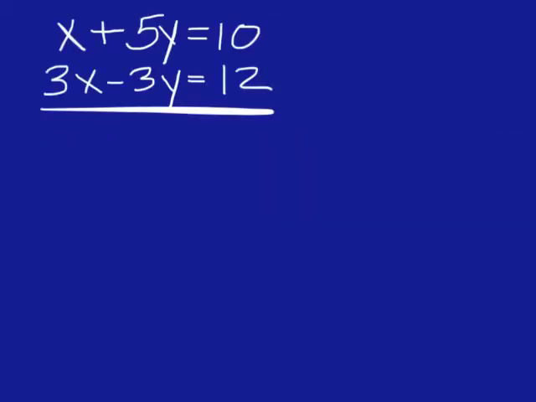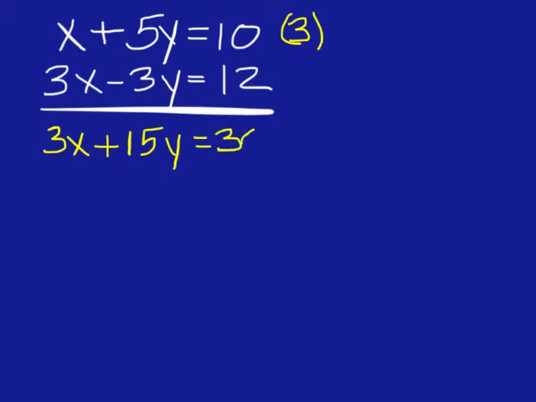Another practice problem. x plus 5y equals 10, and 3x minus 3y equals 12. Solve the system of equations. The solution for the practice problem: you have 1 and 3. There's a 1 here, it's not written. 1 and 3, the least common multiple is 3, which means you don't have to do anything to this equation. Just multiply this top one by 3. When you do that, you come up with 3x plus 15y equals 30. The bottom equation does not have to be changed.